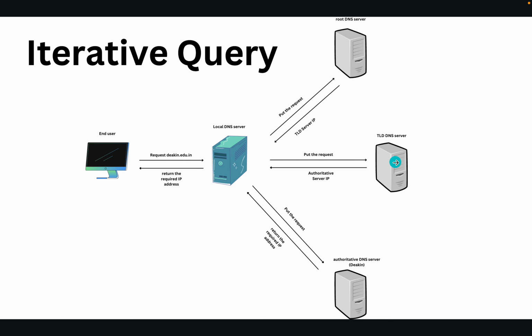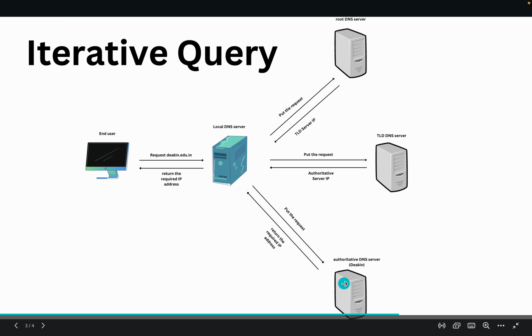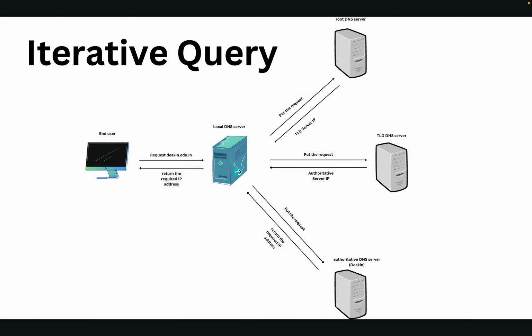and if it doesn't have it, then it sends an authoritative server IP which is received from the TLD DNS server. Then after that, it is able to put the request to the authoritative DNS server, which is of the domain, and from there, if it is actually able to find the required IP address, then it sends it, and the local DNS server will be able to return the required IP address to the end user.